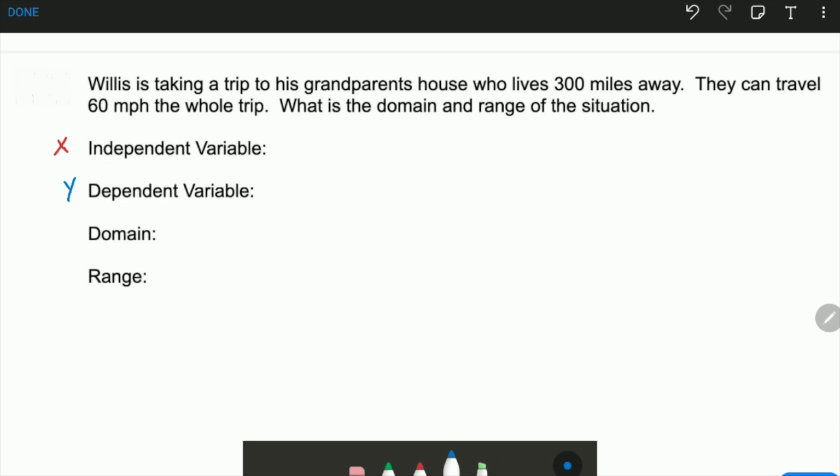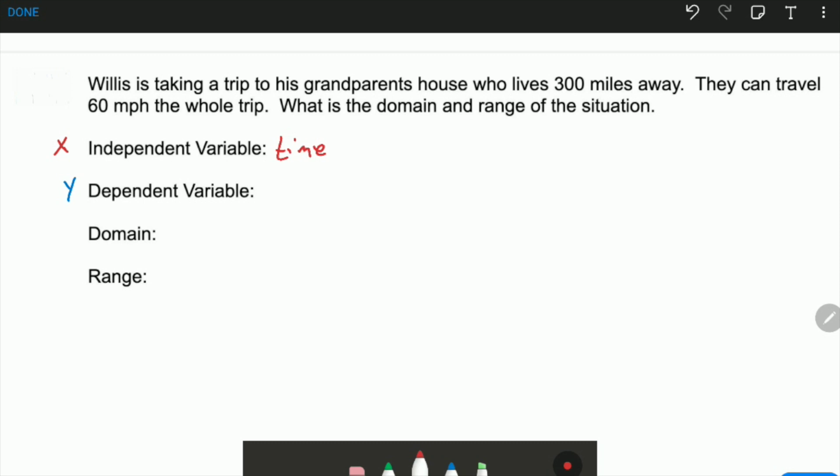Now, as far as the independent goes, typically when you have a situation, it's time. And in this case, it is as well because time determines how far you've gone. If only a minute has passed, you haven't gone very far from your own house. But if 3 hours has passed, you've gone quite a distance away. So time is our independent variable.